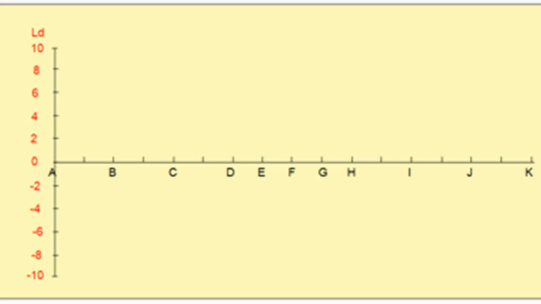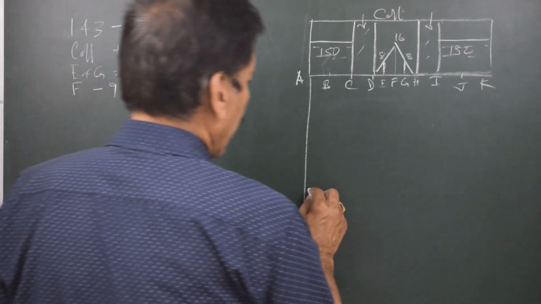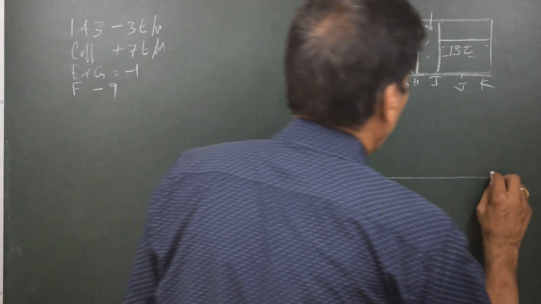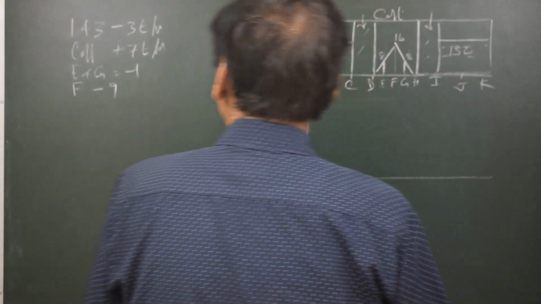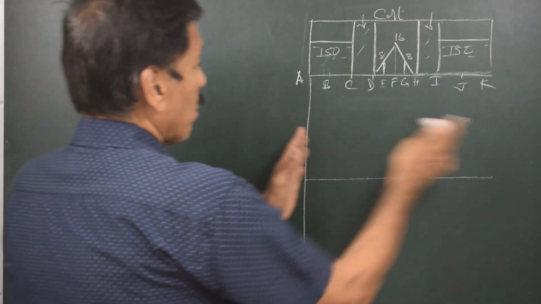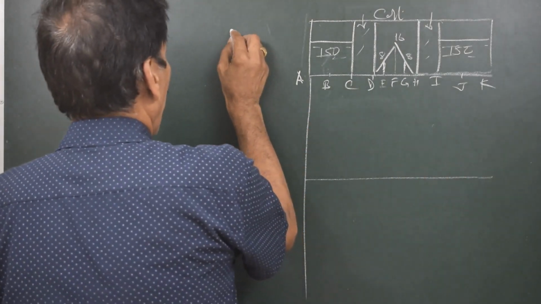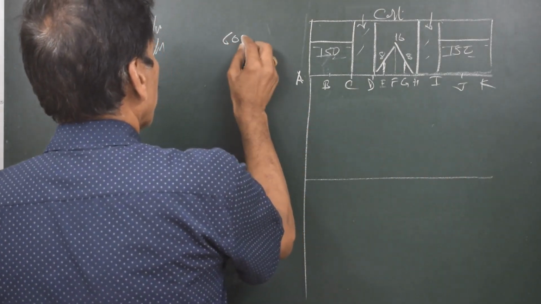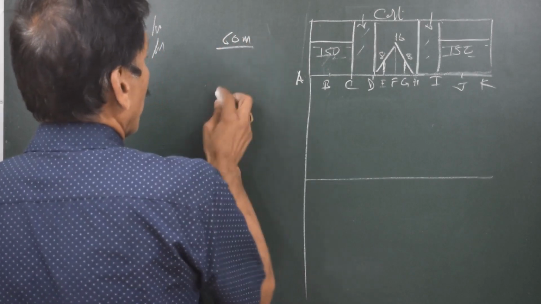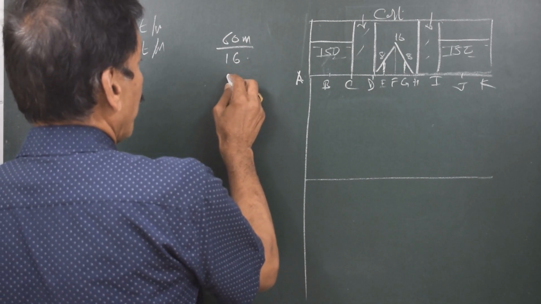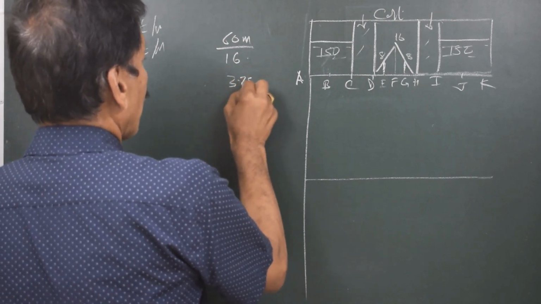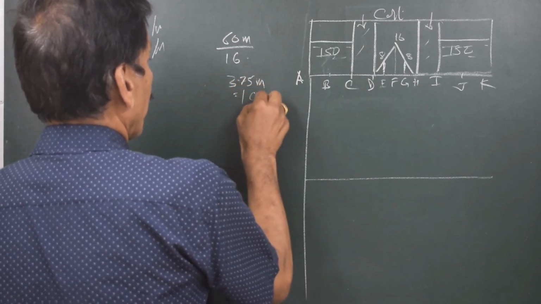So we are ready to draw the curve, as I said. First of all, let us decide the scale. For scale, if we have a page of 16 centimeter and we want to fit a 60 meter ship in 16 centimeter length, the scale should be 3.75 meter equal to 1 centimeter.